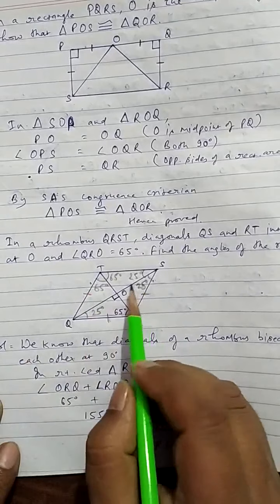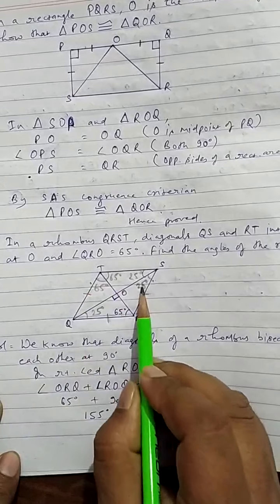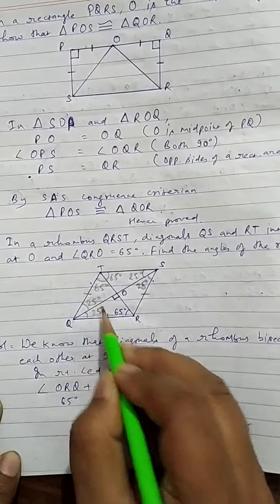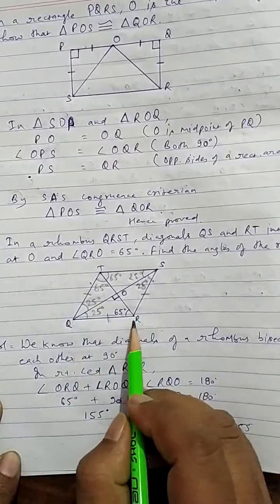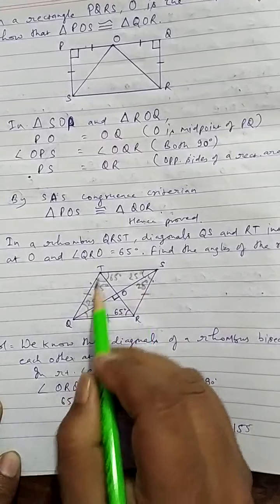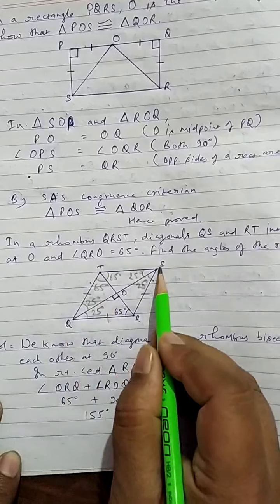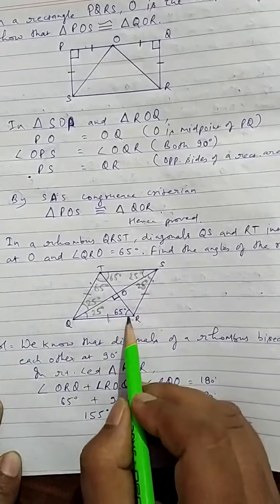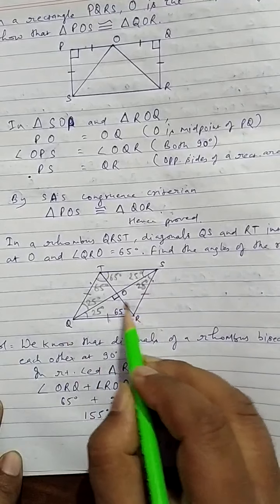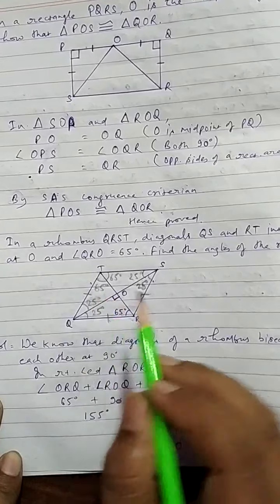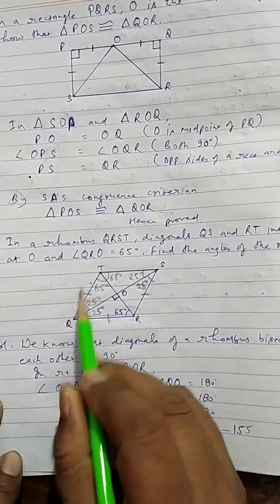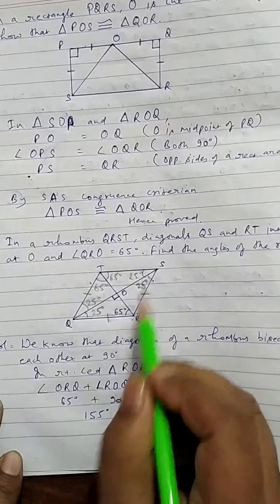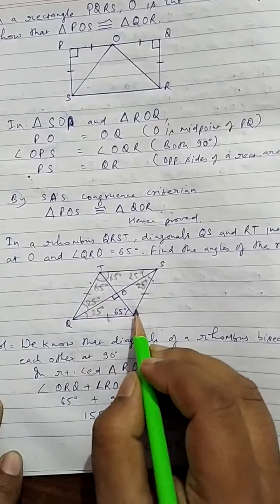Now this 25 degrees will be copied here using alternate angles like this. TQS and QSR are also alternate angles. Similarly, this is the alternate angle of this 65 degrees, QTR and TRS. So this is also making a Z shape. So this 65 will be copied here.